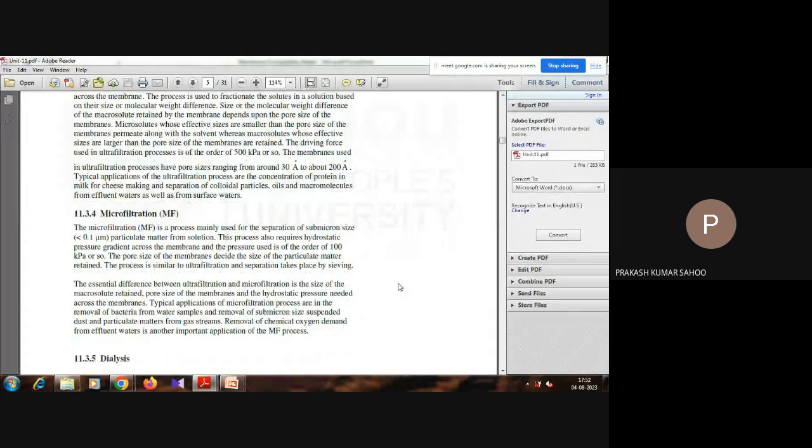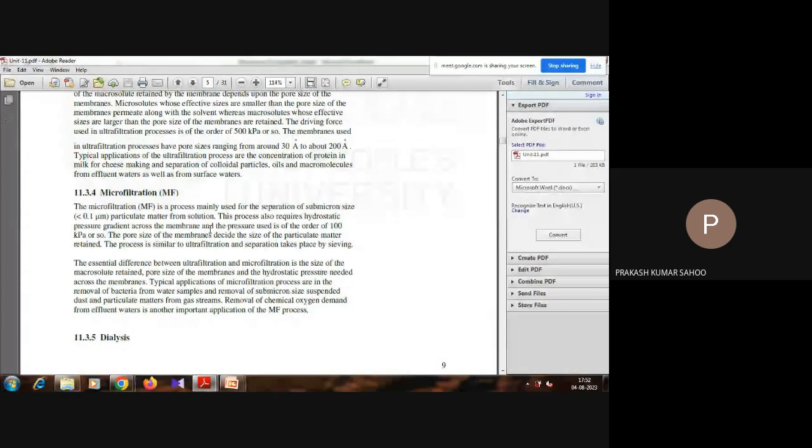Then it is followed by microfiltration, where submicron size particulate matter, that is less than 0.1 micrometer, is removed from the solution. This process also requires a hydrostatic pressure gradient across the membrane. The pressure used here is 100 kPa or so. The pore size of the membrane decides the size of the particulate matter retained. The process is similar to ultrafiltration, and separation takes place by sieving.